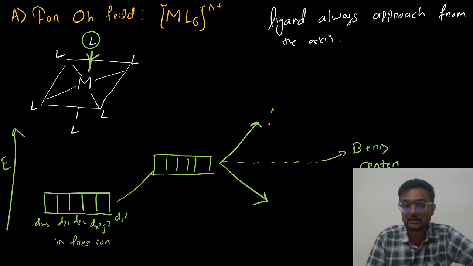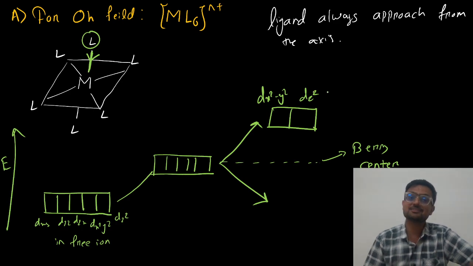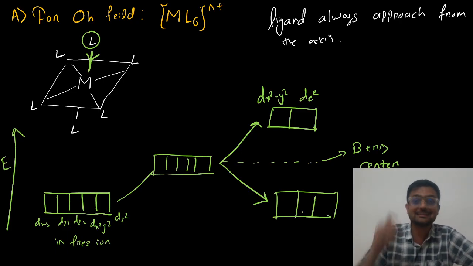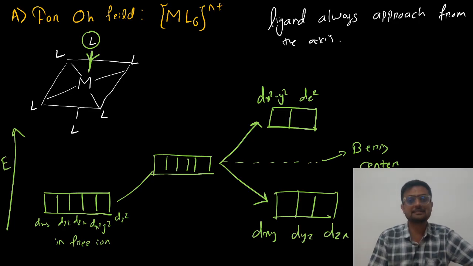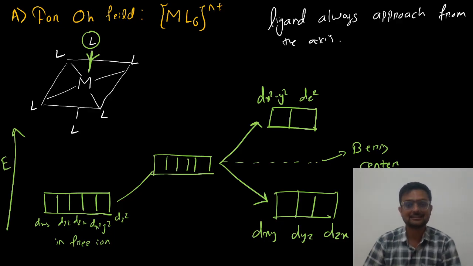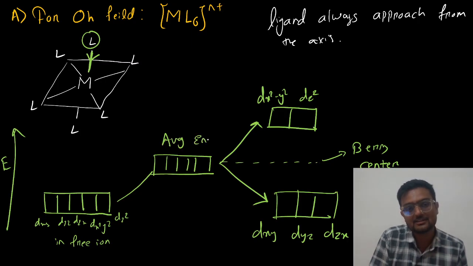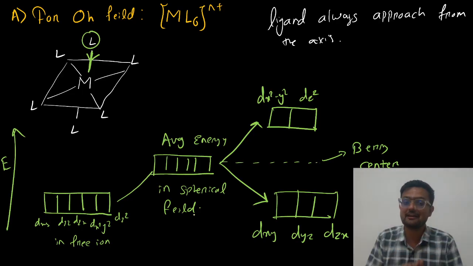Which two orbitals will have more energy, those whose lobes are present along the axis? Which ones are they? dx square minus y square and dz square. Their energy will increase. And the three d orbitals whose lobes are present in between the axes, dxy, dyz, dzx, will have comparatively decreased energy. And this is the average energy of the d orbitals in a spherical field. In a spherical field, this will be the average energy.